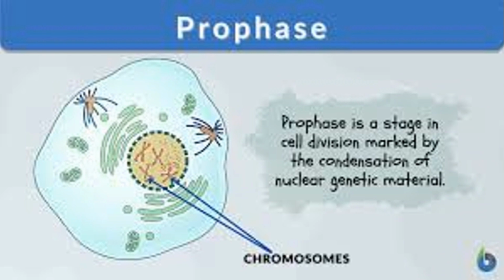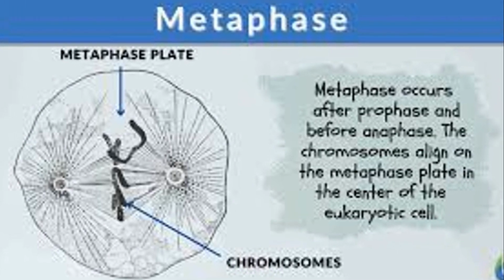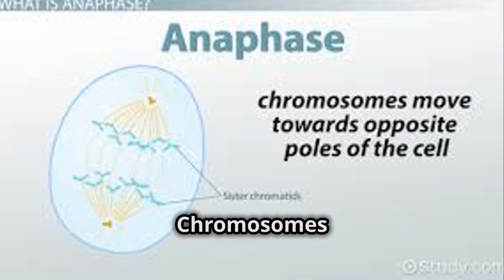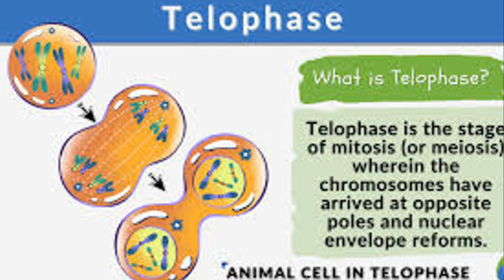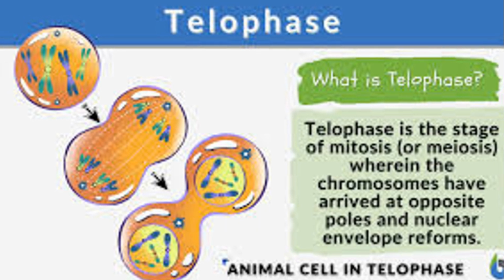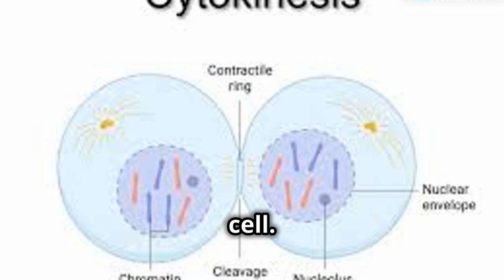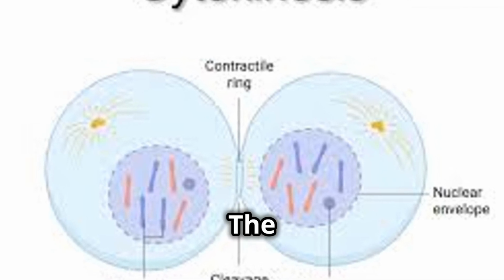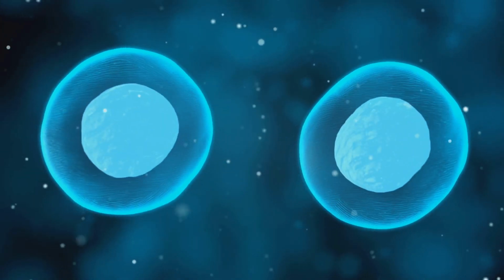Metaphase. Chromosomes and their copies line up in the middle of the cell. Anaphase. Chromosomes and their copies are pulled to different ends of the cell. Telophase. New membranes form around the chromosomes at each end of the cell. Cytokinesis. The cell membrane pinches in and eventually divides into 2 daughter cells.